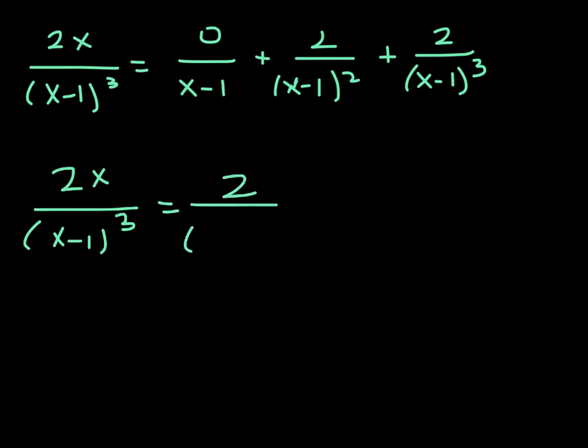Hold on, sorry guys, that looks really sloppy. (x minus 1) squared, and then plus 2 over (x minus 1) cubed. So here is the partial fraction decomposition. Again, this was an example of us having a repeated linear factor.